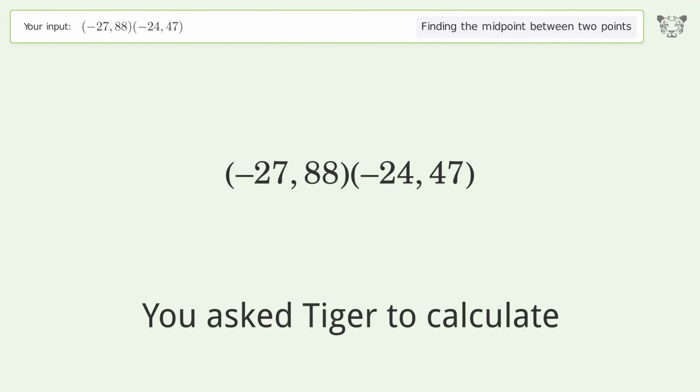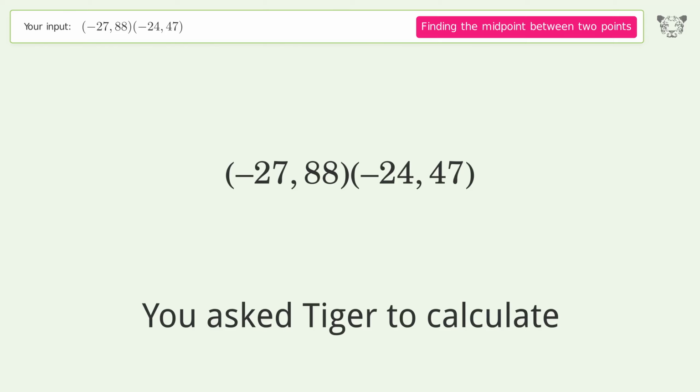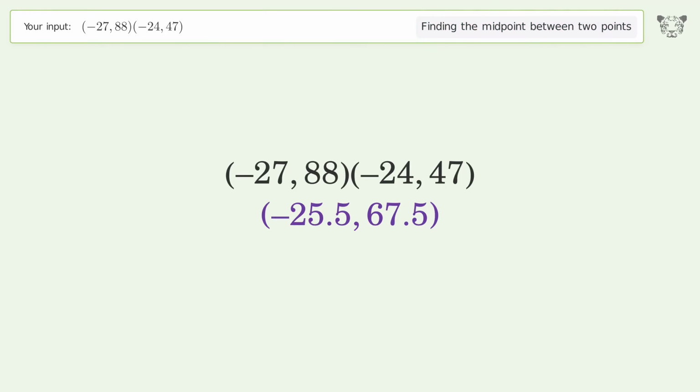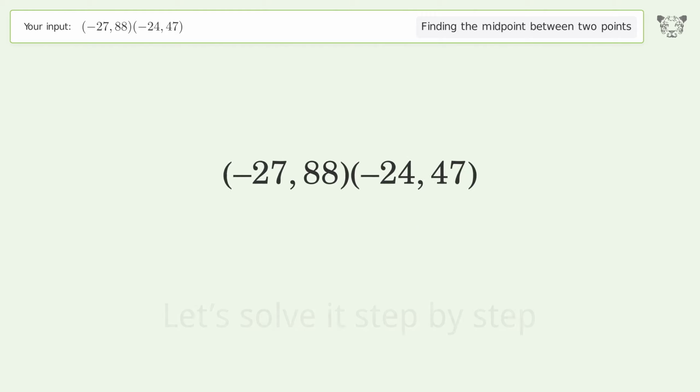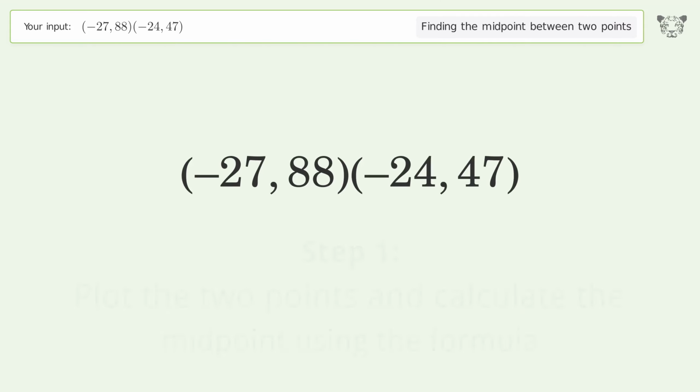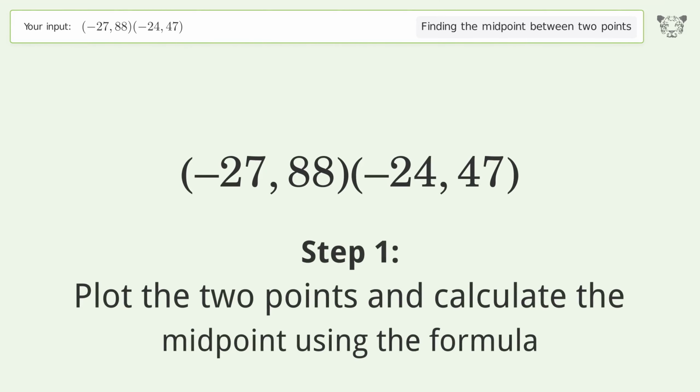You ask Tiger to calculate. This deals with finding the midpoint between 2 points. The midpoint between the 2 points is negative 25.5, 67.5. Let's solve it step by step. Plot the 2 points and calculate the midpoint using the formula.